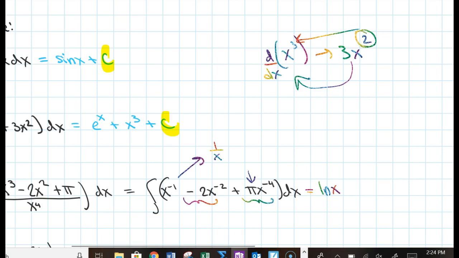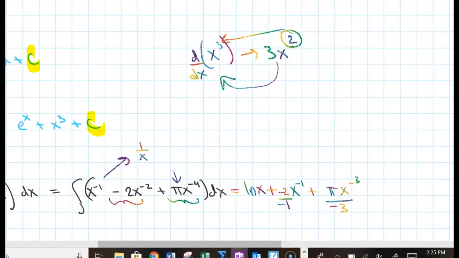The antiderivative of negative 2x to the negative second, I'm going to apply the power rule in reverse. Add 1 to the exponent. That's going to give me x to the negative first. However, when I take the derivative of this, I want to end up with negative 2, right? So I'm going to divide the negative 2 by the negative 1. That negative 2 just came from here, okay? And then this is going to be plus pi x to the negative third, all divided by negative 3.